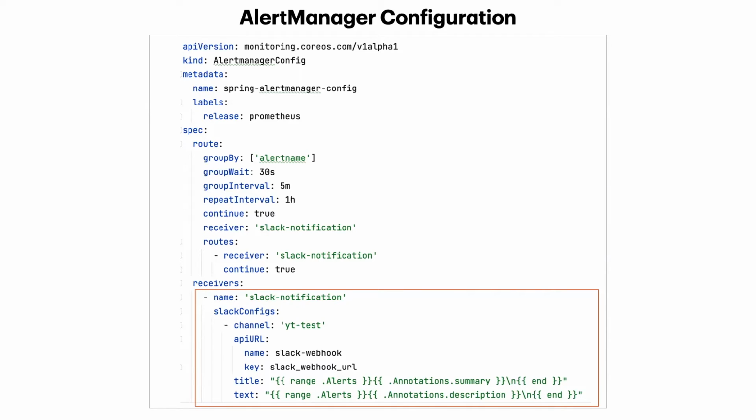So this is a receiver section. Here we define the configuration for different notification channels or receivers. And I have configured the Slack channel here. If you see in the API URL section, the name and the key will come from the secret. And we will see that secret in the hands-on.